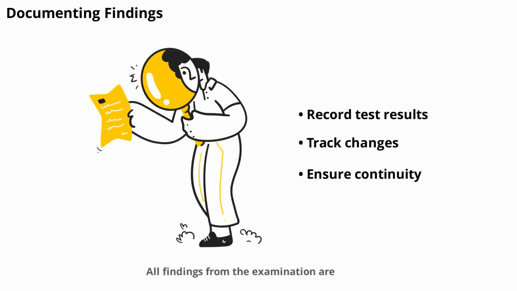All findings from the examination are carefully documented in your medical record. This includes the results of vision tests, eye pressure measurements, and detailed notes about the appearance and severity of the cataract. Accurate documentation ensures continuity of care and helps track changes over time.